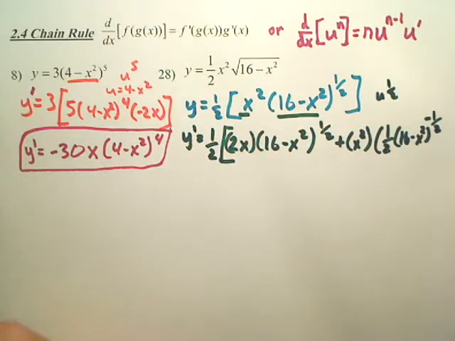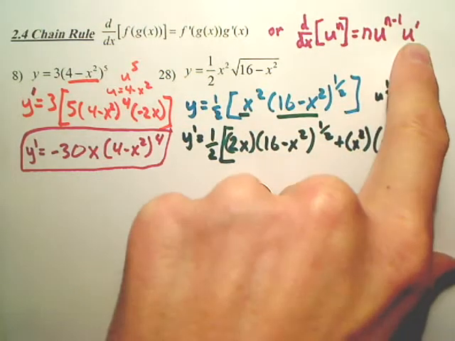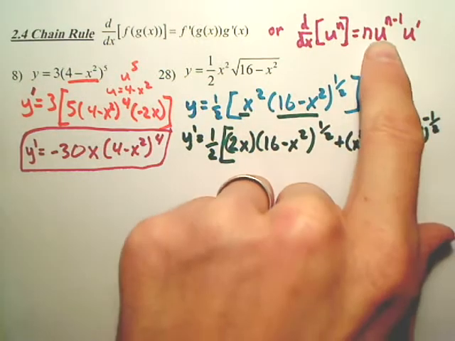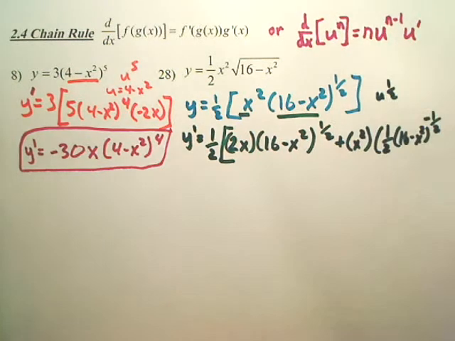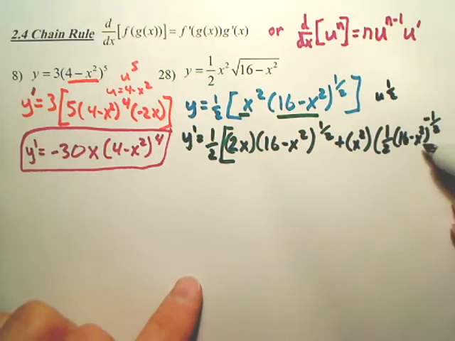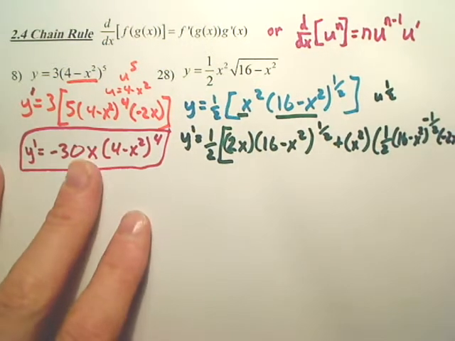And what's the last step? You derive u. So here, you derive with u, and then you derive the u at the end. So the derivative of 16 minus x squared is negative 2x.